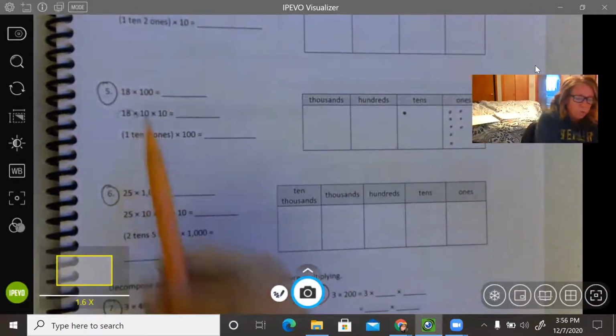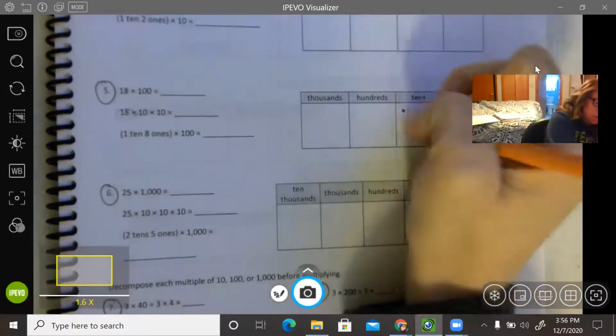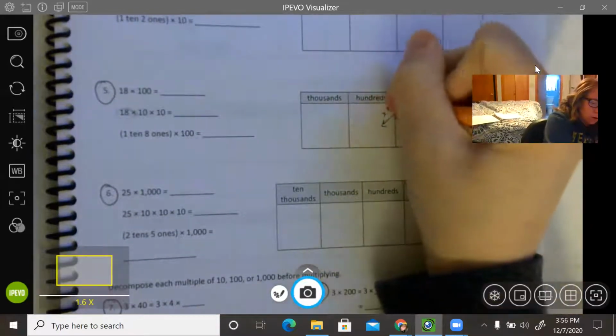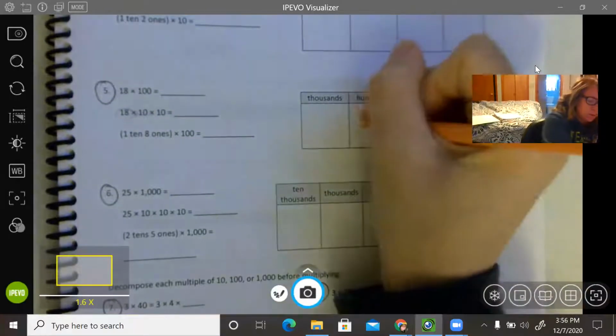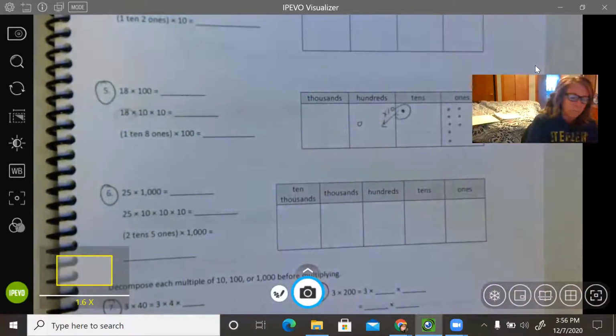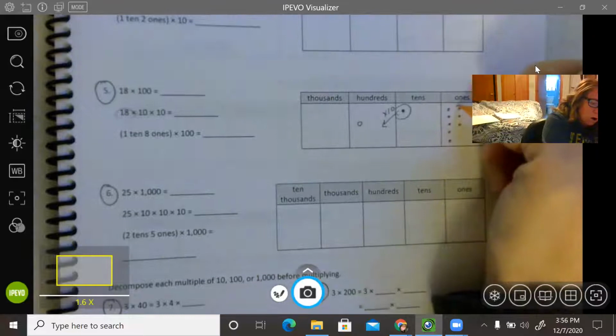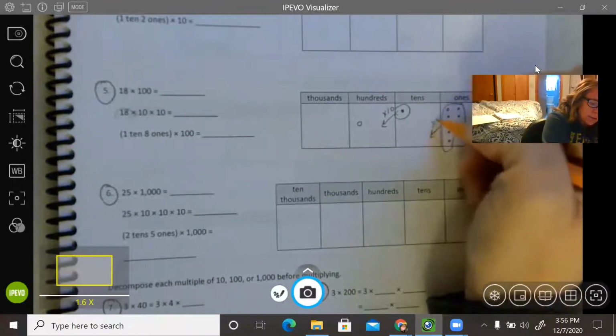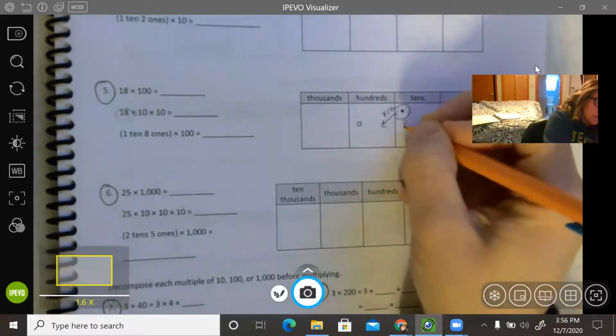Now we're going to multiply those by 10. And you remember before when we would bundle and move, we move that over. 10 times 10 gives me 100. And I'm going to take all 8 of these, multiply them by 10 to move to my tens place.